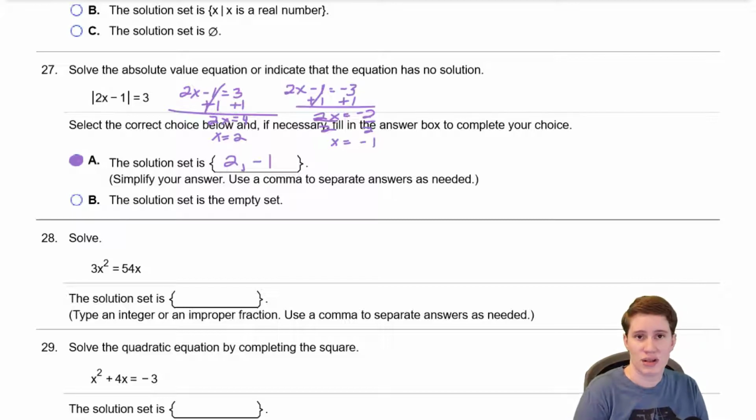And if this looks like a point, just keep in mind that points have parentheses. This has squiggly brackets, and that's totally different. Squiggly brackets are talking about, hey, this is a set of numbers that I'm talking about. Parentheses, we're either going to be talking about points or intervals.